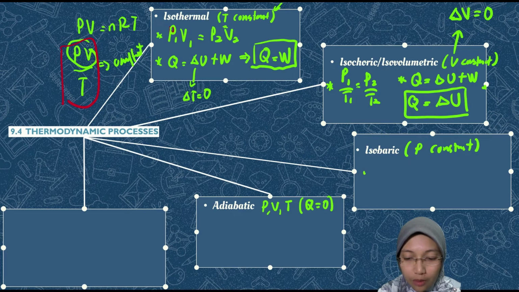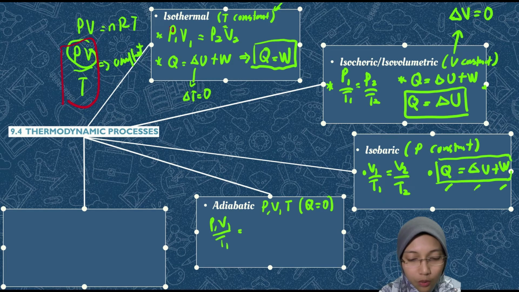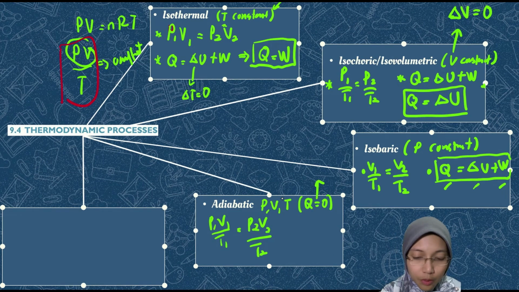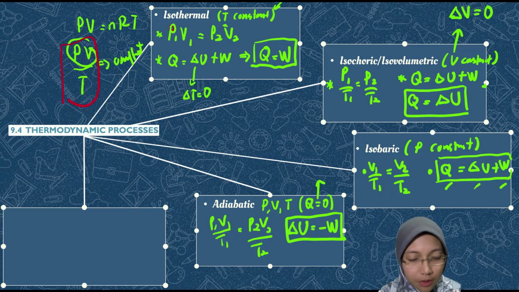Next, for isobaric, we'll have V1 over T1 equal to V2 over T2. And for the first law of thermodynamics, Q is equal to delta U plus work done. Because P is constant, all the quantities in the equation are maintained. And for the adiabatic process, we'll have P1 V1 over T1 equal to P2 V2 over T2. For the first law of thermodynamics, when Q is equal to 0, it means that delta U is equal to negative work done.